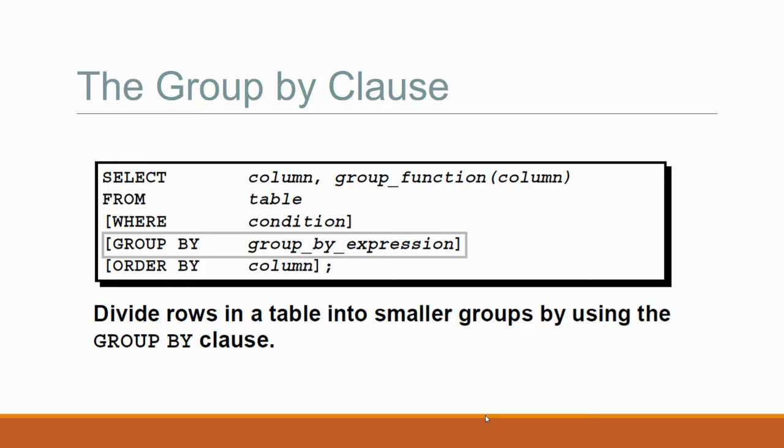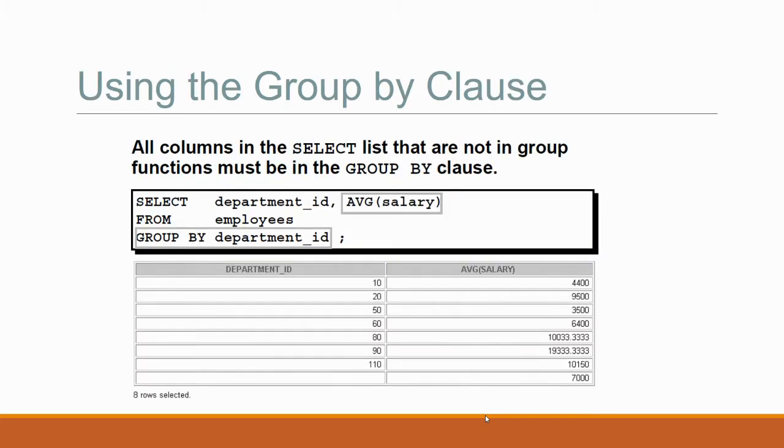You can use the group by clause to divide the rows in a table into groups. You can then use the group functions to return summary information for each group. When using the group by clause, make sure that all columns in the select list that are not group functions are included in the group by clause. The example in the slide displays the department number and the average salary for each department.